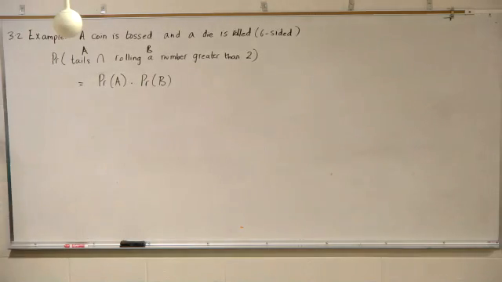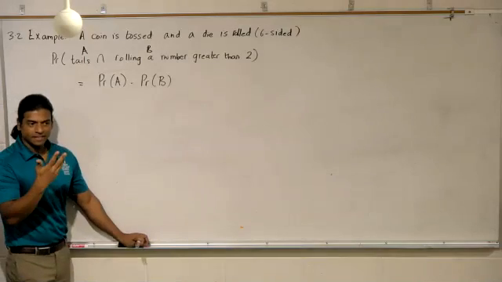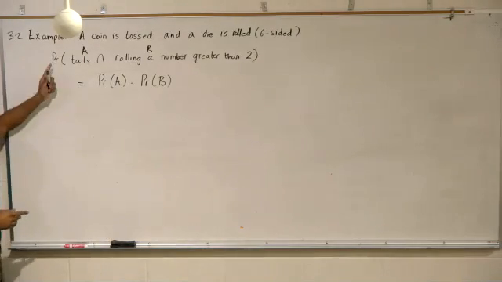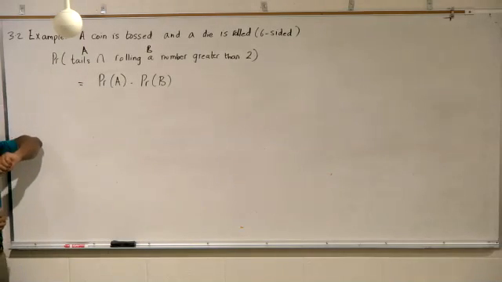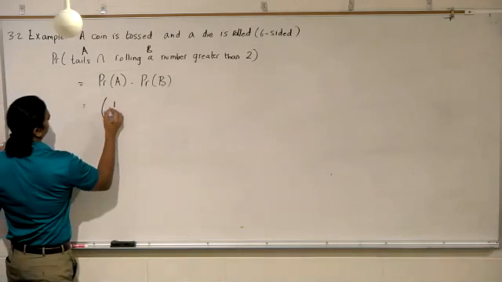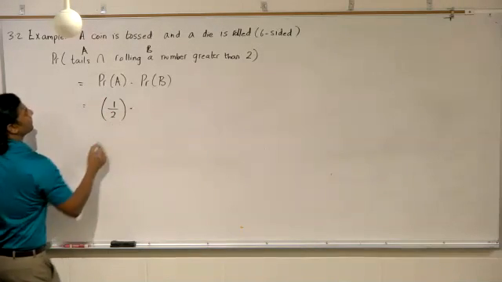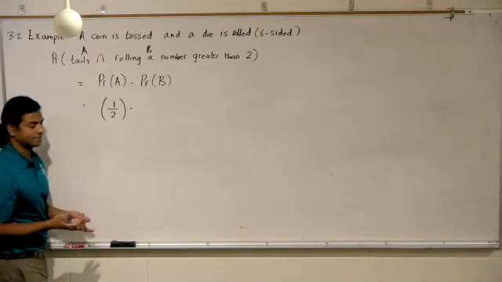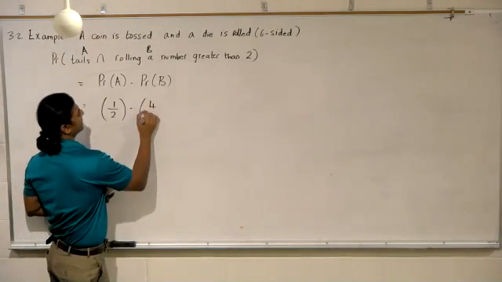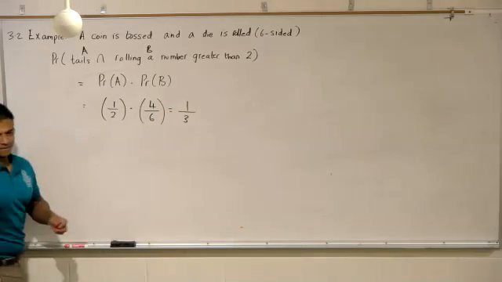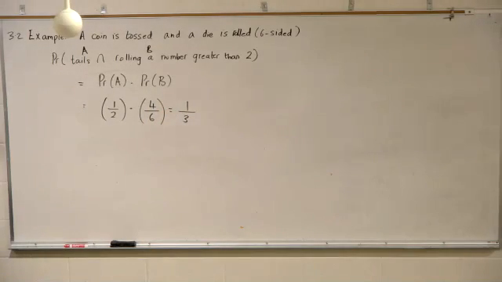Even if they are dependent, what we did is, at the end of the day, we simply multiplied probabilities. So what is the probability of getting tails when you toss a coin? 1/2. What is the probability of getting a number greater than 2 when you roll a 6-sided die? 4 out of 6. If you simplify, the answer would be 1/3.